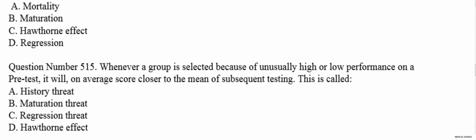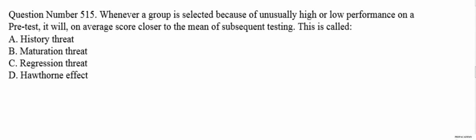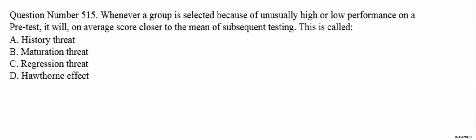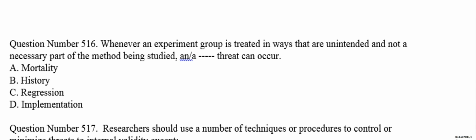Question number 515. Whenever a group is selected because of unusually high or low performance on a pre-test, it will, on average, score closer to the mean on subsequent testing. This is called A, history threat. B, maturation threat. C, regression threat. D, Hawthorne effect. The correct answer is option C, regression threat. Question number 516.